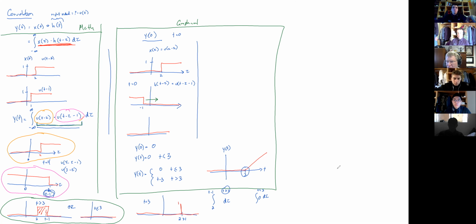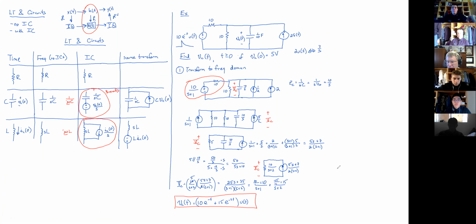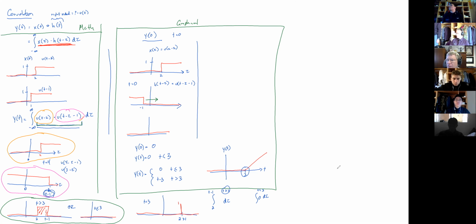Sir, I also have a question about the convolution. I know we're running out of time, so I could save it for later. No, we're not. We've got a quarter of an hour.